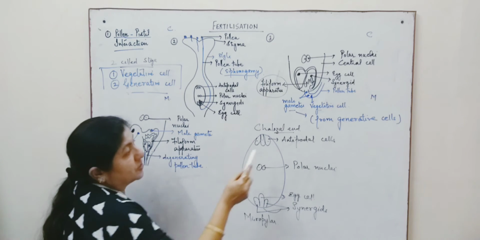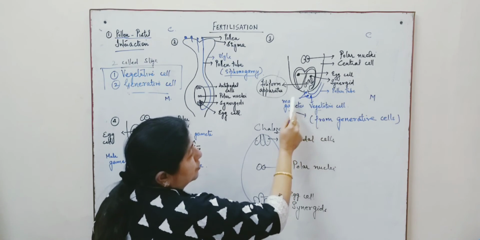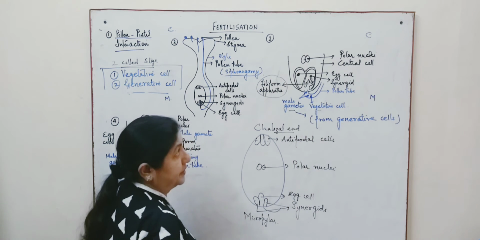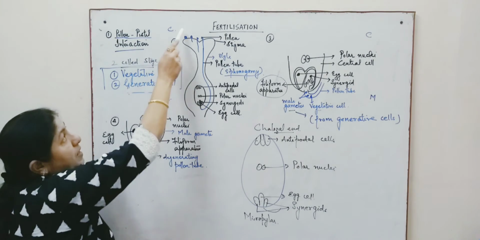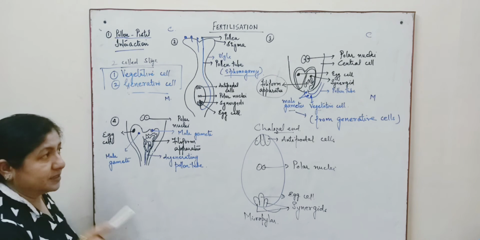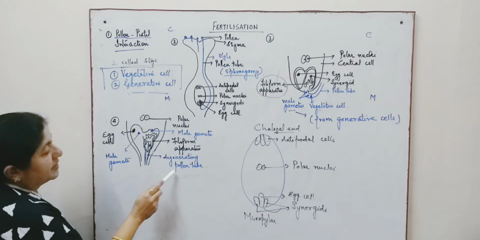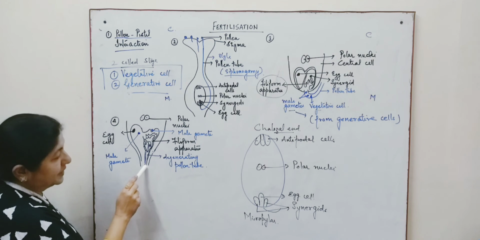So here the generative cell forms two male gametes and one vegetative cell, a total of three cells, which enter inside the egg apparatus. Always remember, when you are drawing the diagram, please mark the chalazal end and the micropylar end for better understanding and clarity.